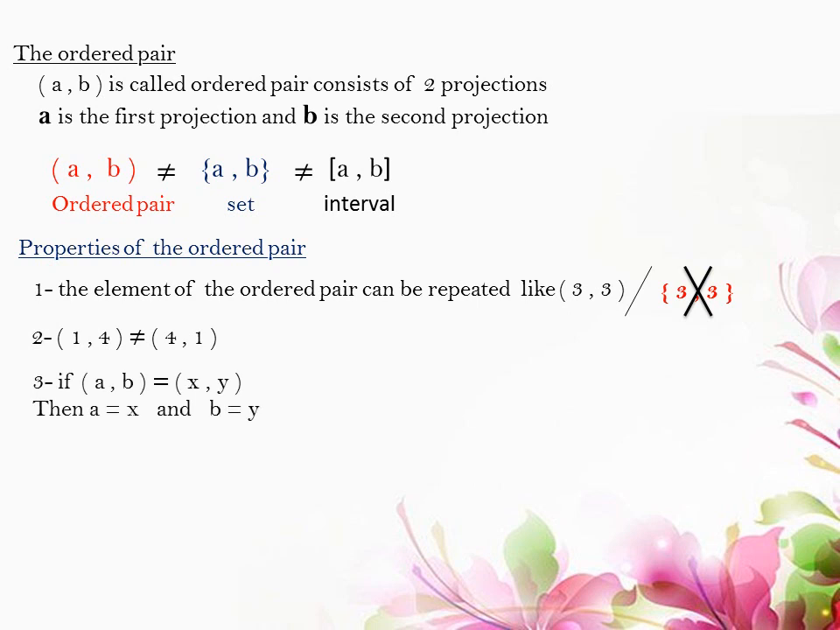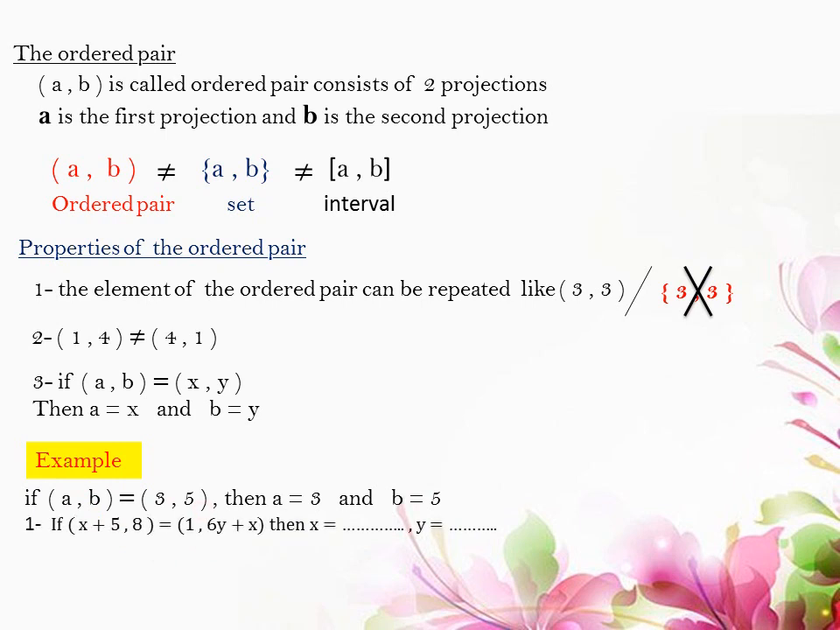Number three: if the ordered pair (A, B) equals (x, y), then the first projection of the first ordered pair equals the corresponding one in the second, so A equals x and B equals y. Example: if (A, B) equals (3, 5), then A is 3 and B equals 5.